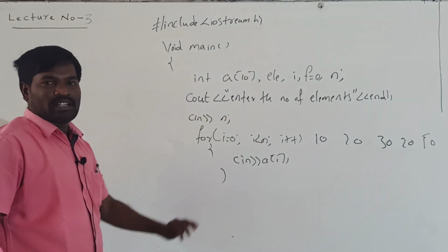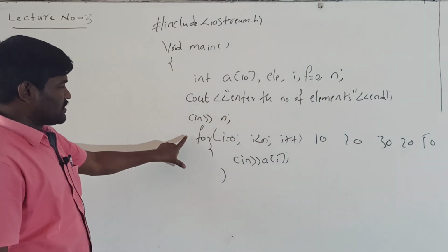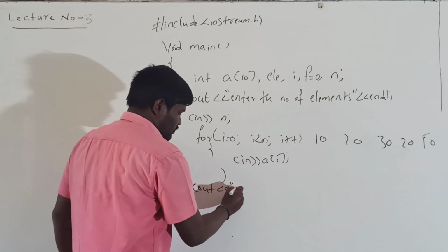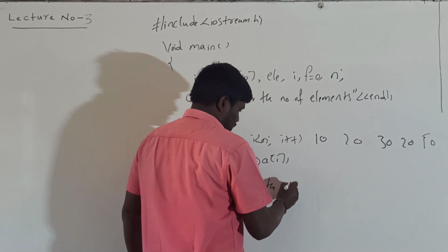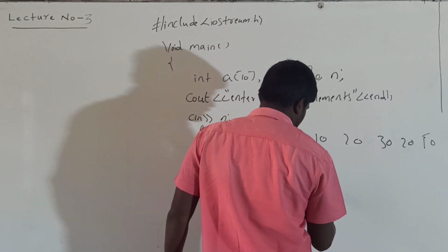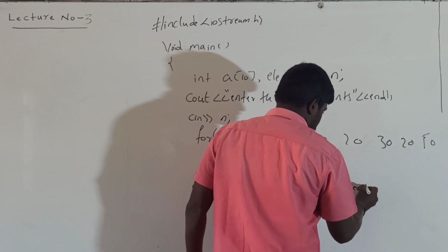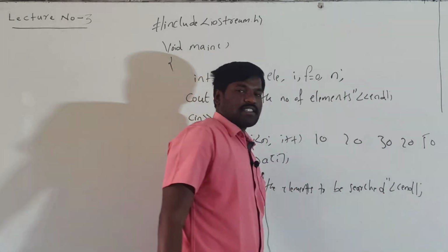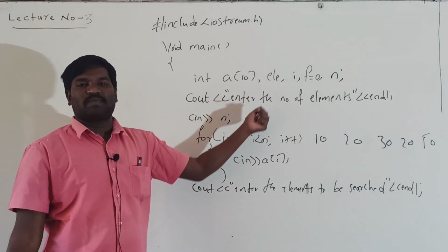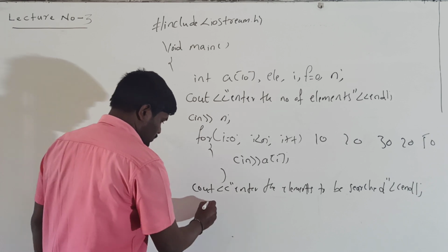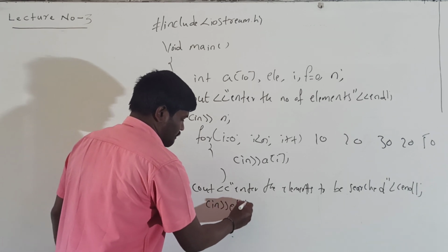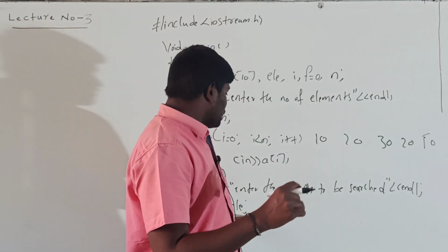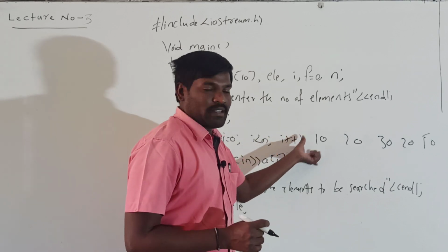So I just have to repeat one element. Okay, so after reading the elements, next we can enter the searching element. Cout, enter the element to be searched. Without the searching element, it is not possible to find out the frequency. Cin of element. Whatever searching element we give, that element is compared with the array elements one by one.